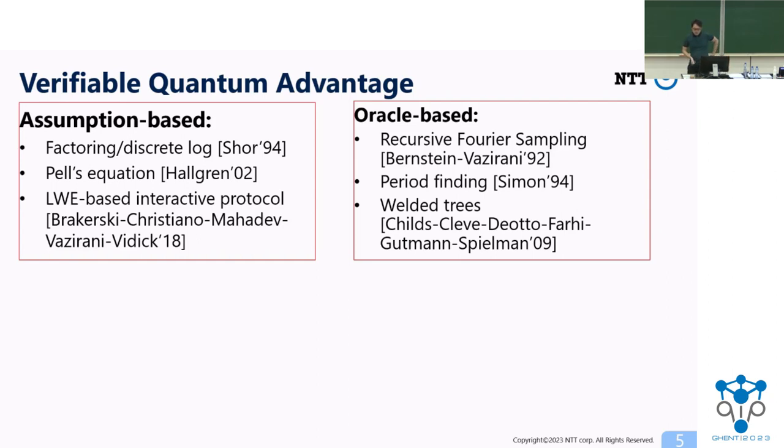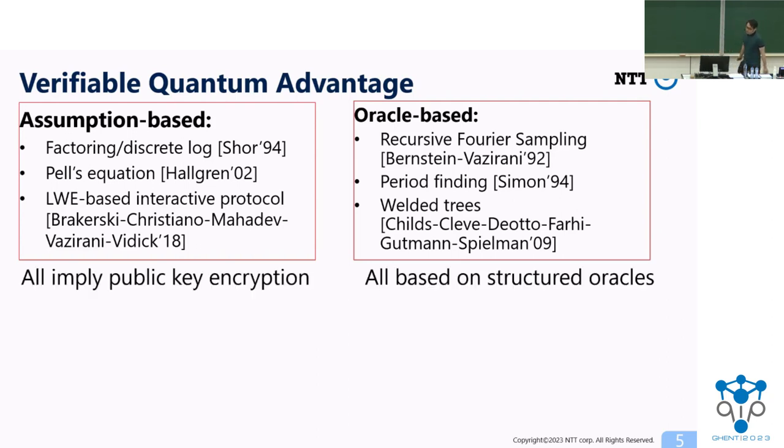And for the oracle-based setting, there are several results about verifiable quantum advantage as well, like recursive Fourier sampling by Bernstein-Vazirani, period finding by Simon, as I already mentioned, and also Yamakawa-style trees by Childs et al. And here I make the following observation. In the assumption-based setting, all these assumptions or their closely related variants can be used to construct public key encryption. On the other hand, for the oracle-based setting, the oracles that appear in these examples are all structured oracles. For example, for the period finding problem, we assume a periodic oracle.